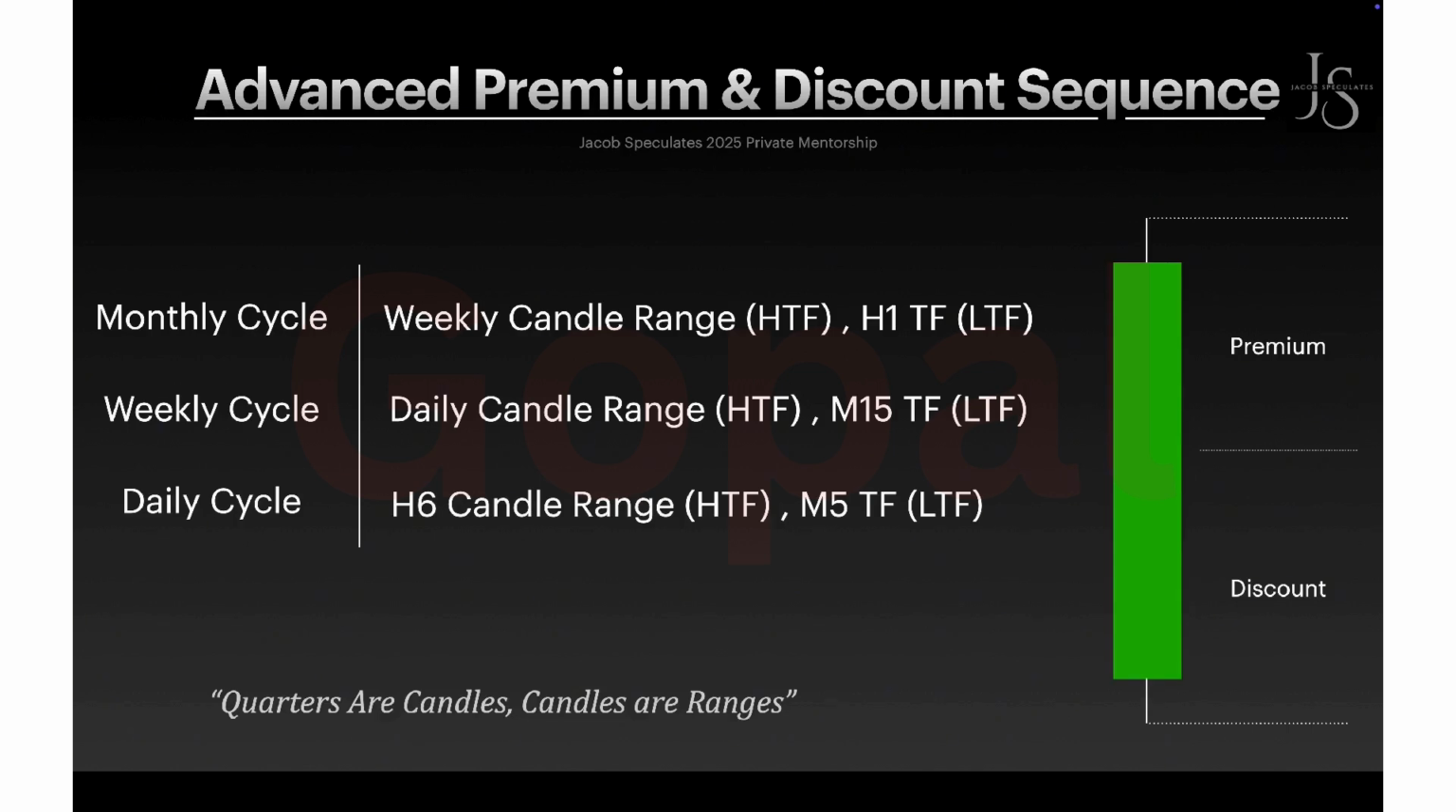If you want to stay in tune with the weekly cycle, then a daily candle range would be your higher time frame premium and discount, and then you would use the 15-minute time frame as your lower time frame to navigate the weekly cycle. And the daily cycle, same thing, except you would use a 6-hour candle range as your higher time frame and a 5-minute time frame as your lower time frame. And quarters are candles, candles are ranges. So that is something for you to investigate.